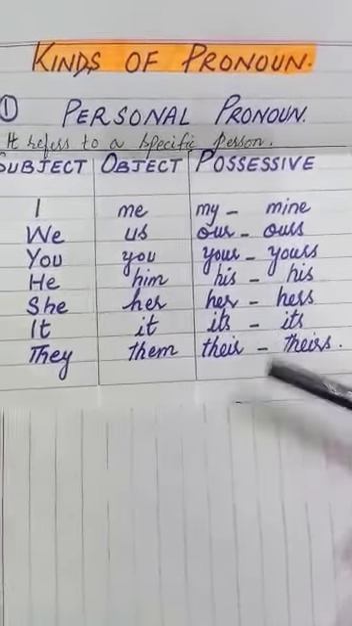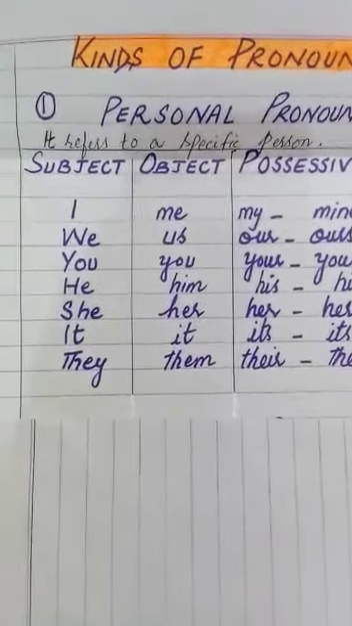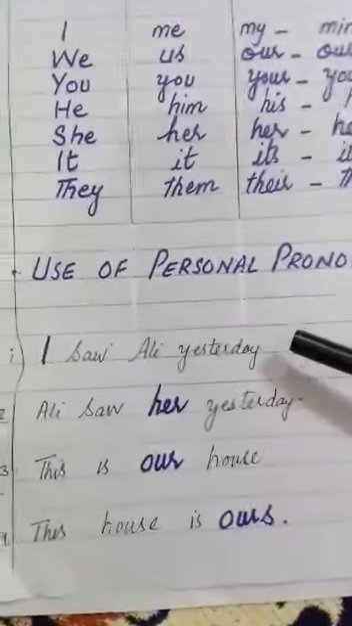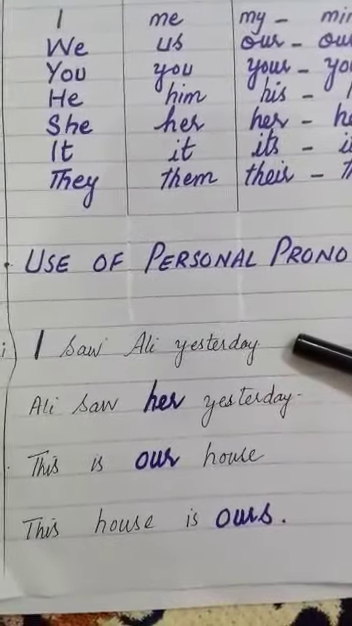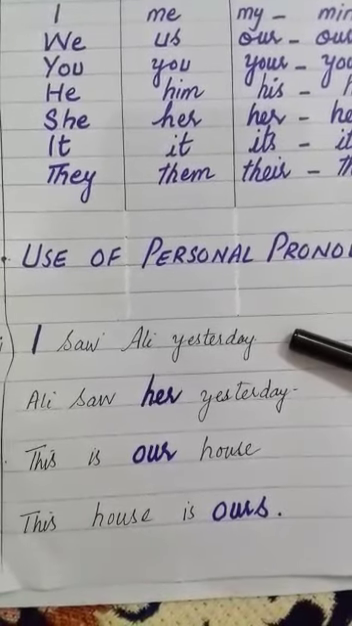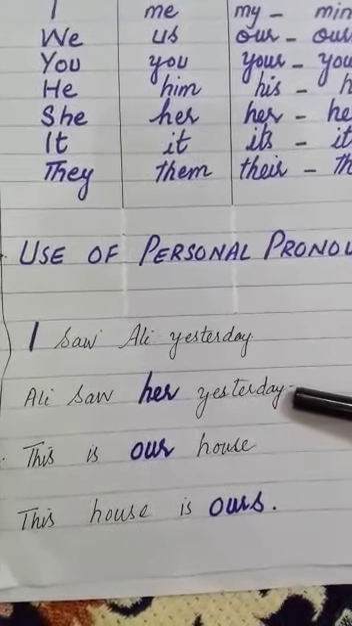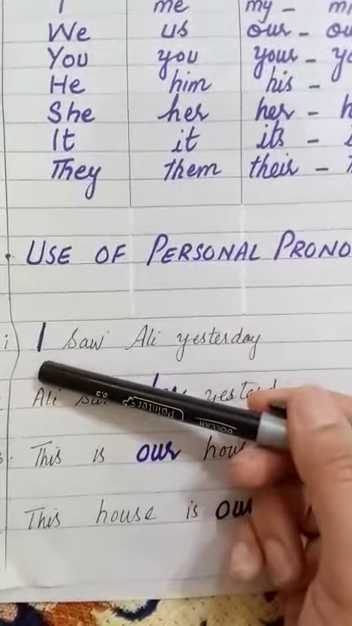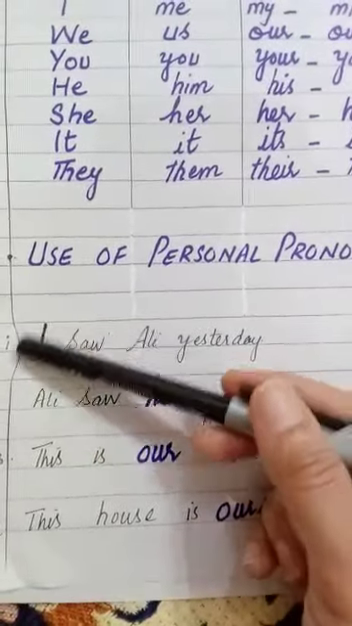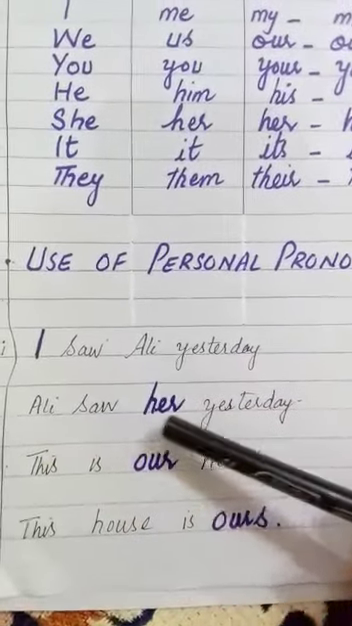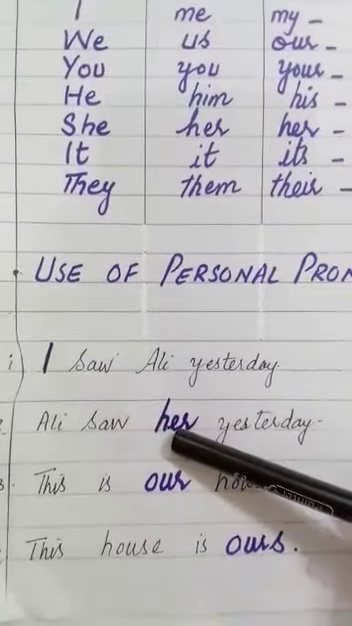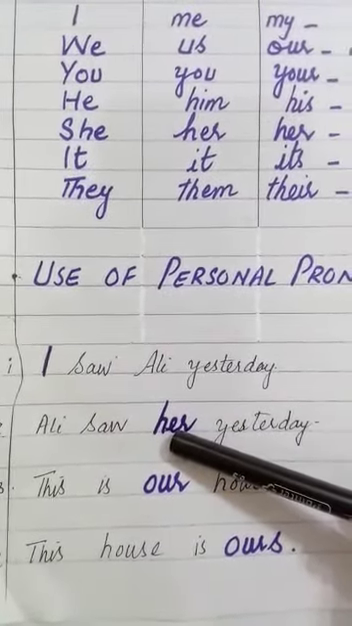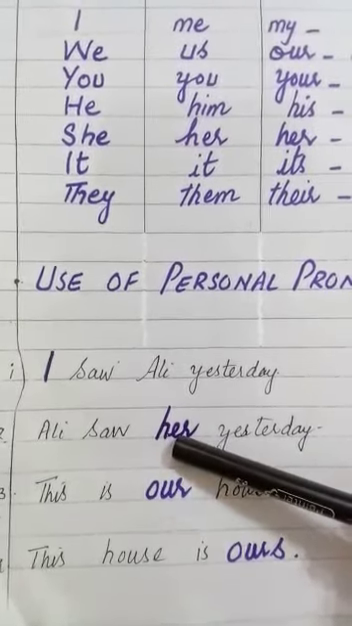Okay. Second kind of pronoun. Okay, use of personal pronoun you can see here. I have written a few examples for you. I saw Ali yesterday. Ali saw her yesterday. I saw Ali yesterday: I is personal pronoun. This is subjective case. Ali saw her yesterday: her is personal pronoun, and that is objective case.